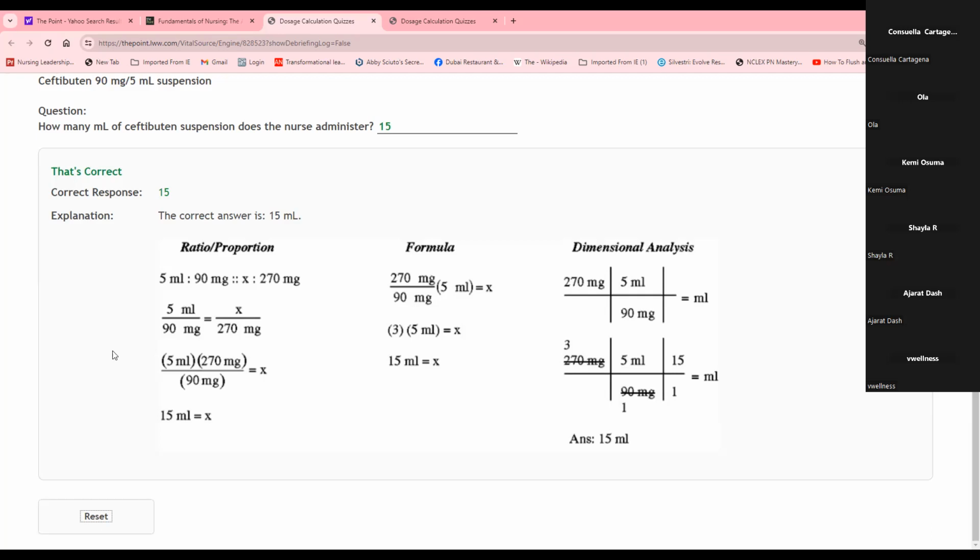Wait, I got 15.5. I think I did the math 279 divided by 90, then I times it by 5. You said 279 or 270? 270, not 279. Oh, okay, that's why I messed up. Thank y'all. I don't know where I got 279 from.